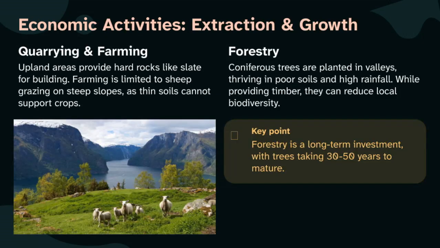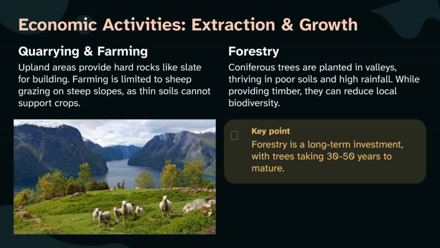Now let's look at other economic activities. The first is quarrying. Upland glaciated areas often contain hard rocks such as slate, granite, and limestone. These rocks can be valuable for building materials, roofing, roadstone, and construction. Quarrying creates jobs and provides materials needed by society. However, it can also damage the landscape. It creates noise, dust, scars on hillsides, increased lorry traffic, and habitat loss.